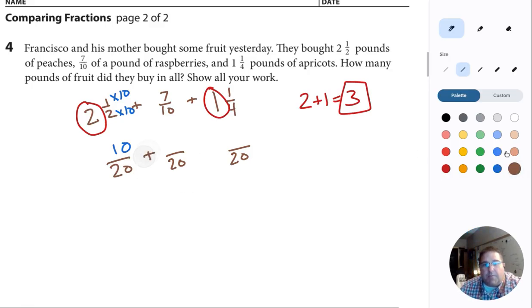Okay, how about over here? 10 times what is 20? Well, 10 times 2. So I have to do the same to my numerator. What's 7 times 2? 14. So 7/10 and 14/20 are equivalent.